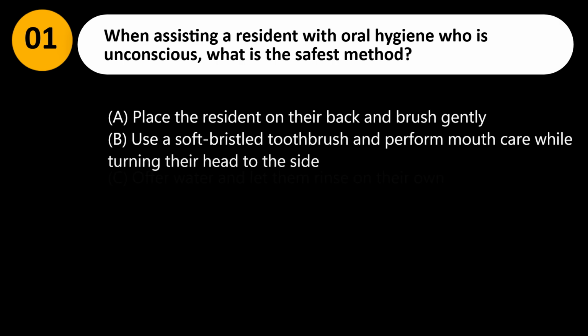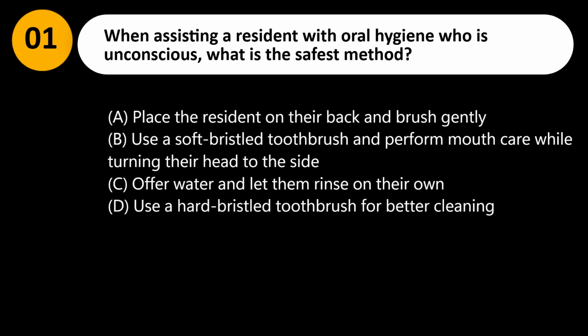When assisting a resident with oral hygiene who is unconscious, what is the safest method? A. Place the resident on their back and brush gently. B. Use a soft bristled toothbrush and perform mouth care while turning their head to the side. C. Offer water and let them rinse on their own. D. Use a hard bristled toothbrush for better cleaning.